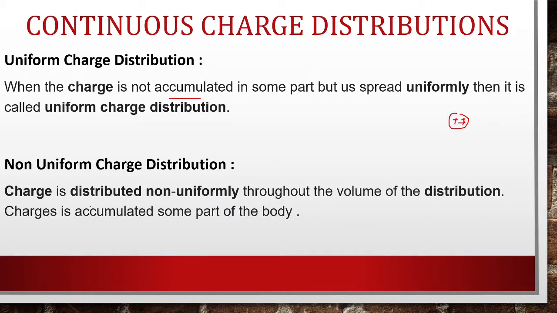Whereas in non-uniform charge distribution, charge is distributed non-uniformly throughout the volume. That means charge is accumulated in some part of the body. So for example, if you have a body like this, in non-uniform charge distribution the charges will be accumulated in some part and other parts don't have charges. These types of charge distribution are known as non-uniform charge distribution. Here we are mainly going to study uniform charge distribution. What happens when charges are uniformly distributed in a body?